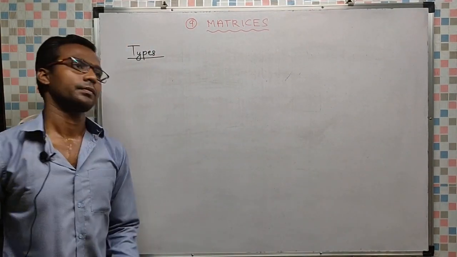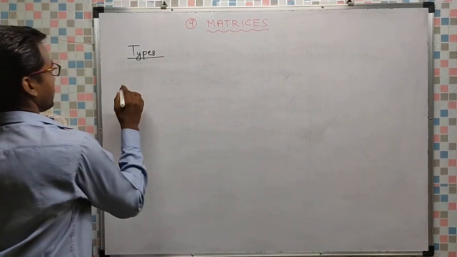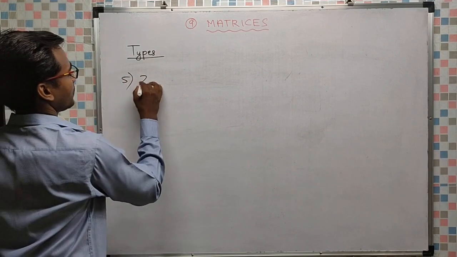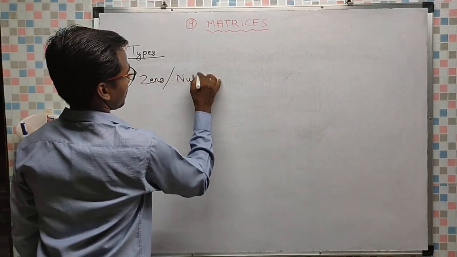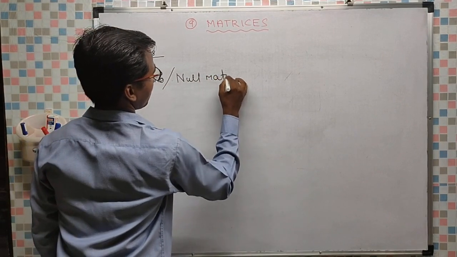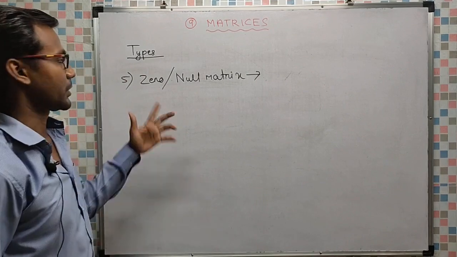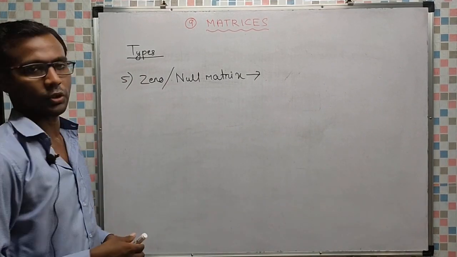Now let us move to number 5: zero or null matrix. We use the letter O to represent a 0 matrix.